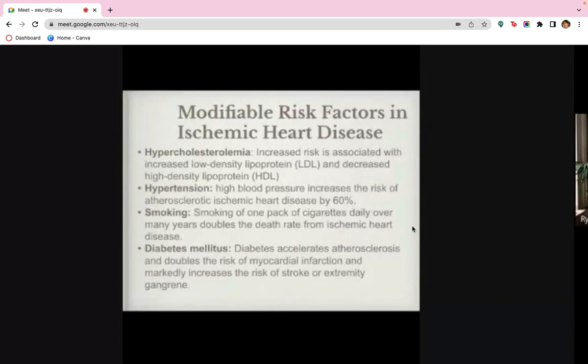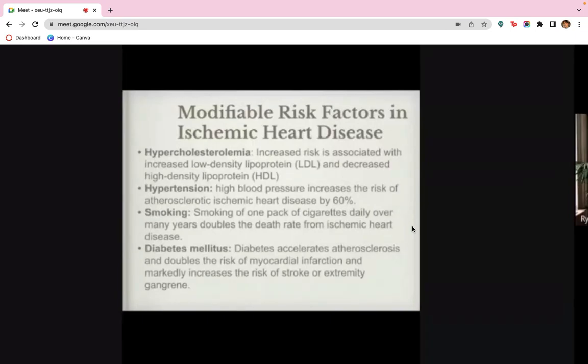And then we have your modifiable risk factors in ischemic heart disease. We have your hypercholesterolemia, which is the increased risk associated with increased low density lipoprotein, or your LDL, and decrease in your HDL. Usually, kasi, our HDL clears the cholesterol from our vessel wall lesion. So, level can be favorably modified by your diet, exercise, moderate alcohol intake, and other enzymes that control our cholesterol.